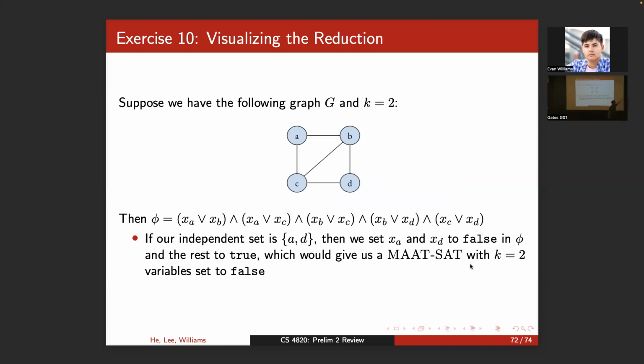Okay. So I'm going to give you the exact same graph that I gave for the last problem. Label the nodes A, B, C, and D. Then your CNF is just the AND of all the edges. So we have like x_A or x_B, x_A or x_C, et cetera. And we're claiming, if we have an independent set of size 2, say it's A and D, then we can set x_A and x_D to false and the rest of the variables to true. This would give us a monotone almost all true SAT instance with k equals 2 variables set to false. We can just set A and D to false and our formula still becomes satisfied, right?